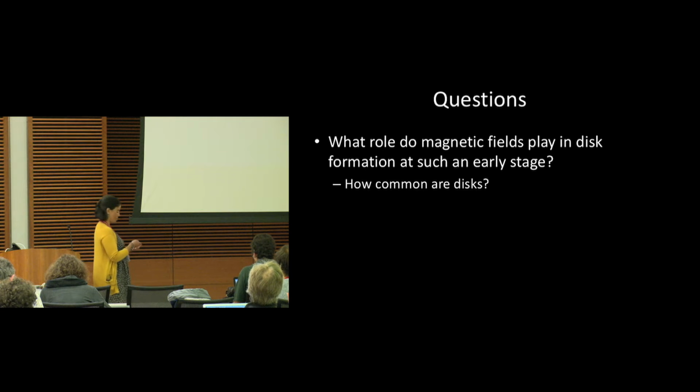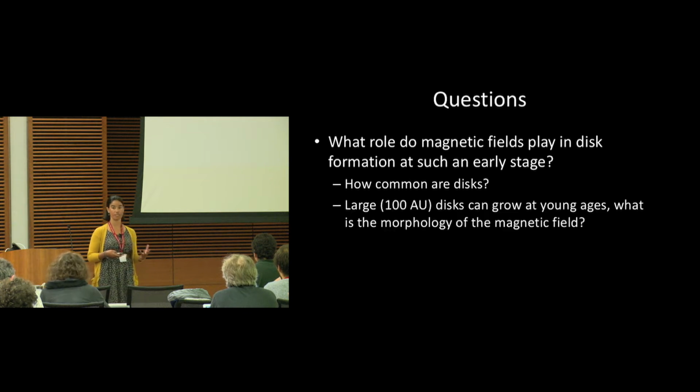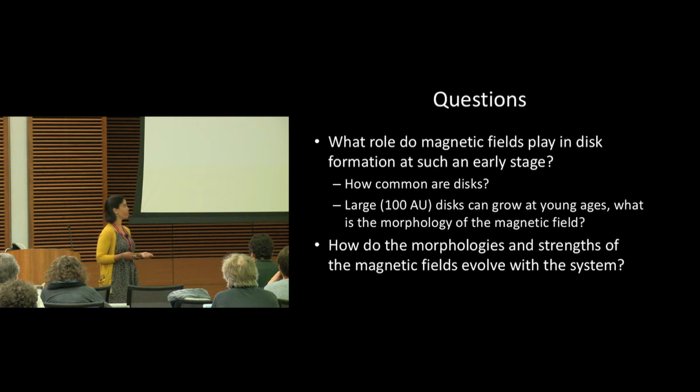From there, we can ask, how common are disks at the very youngest stages of protostars? And in the last few years, we've observed a handful of large disks, maybe around 100 AU scales, at very young stages. So what does the morphology of the magnetic field look like in these sources?